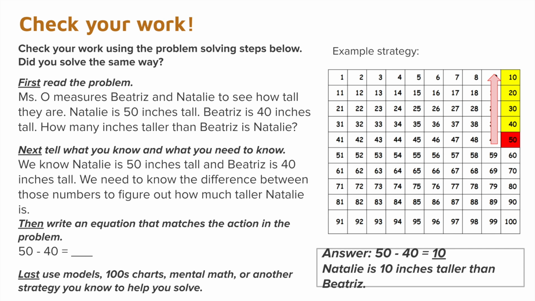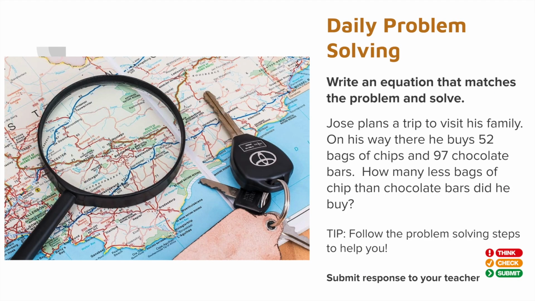Give yourself a happy face if that's what you have. If not, go ahead and change your answer now. And think, how did we get 10? Right? By subtracting 50 minus 40. Now it's your turn. I want you to write an equation that matches the problem and solve. The problem says, Jose plans a trip to visit his family. On his way there, he buys 52 bags of chips and 97 chocolate bars. How many less bags of chips than chocolate bars did he buy?